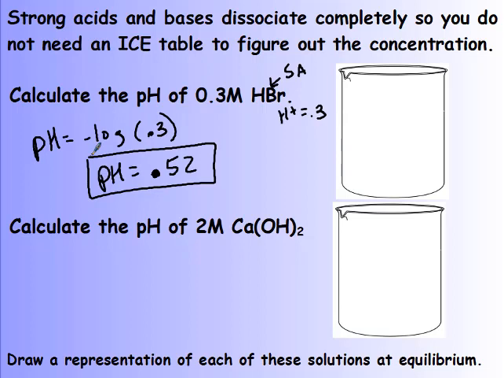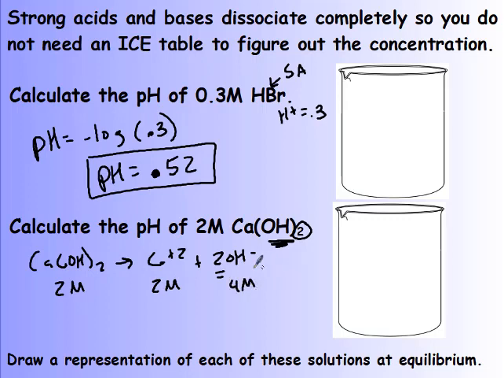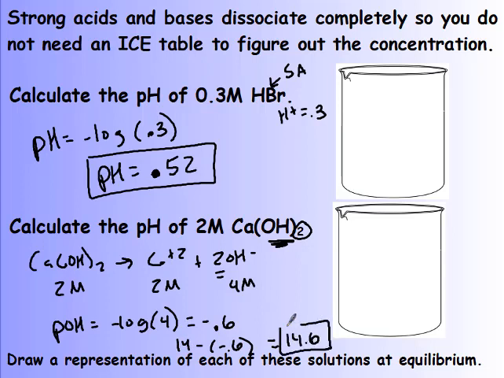The second one was a little tricky because I have 2 hydroxides. So when that breaks apart, I produce 2 hydroxides for every 1 calcium hydroxide. So pOH is equal to negative log of 4, not 2, which is negative 0.6. So 14 minus negative 0.6 is equal to 14.6 for the pH. So your pH generally goes from negative 1 to 15.